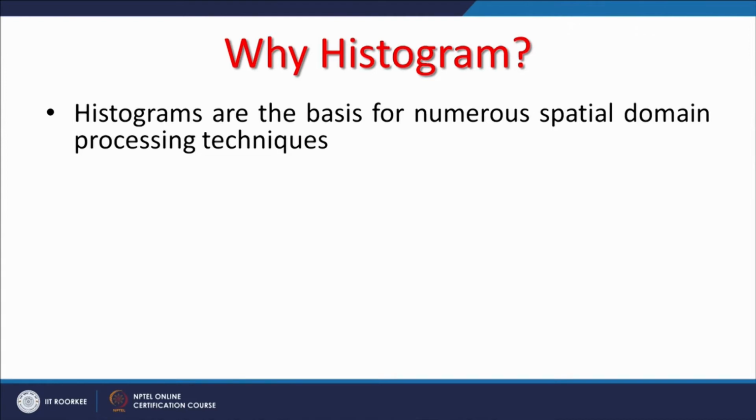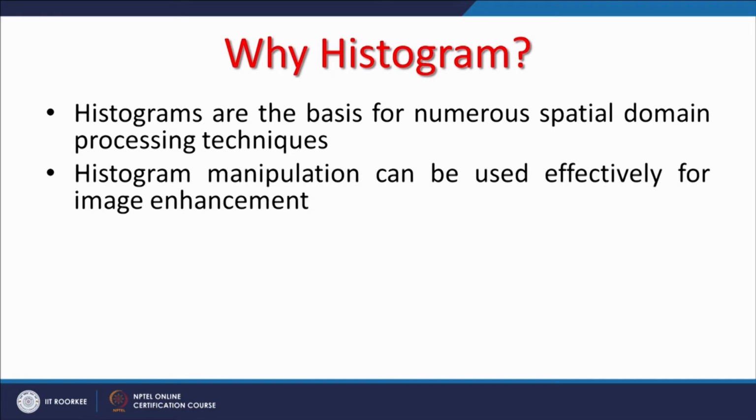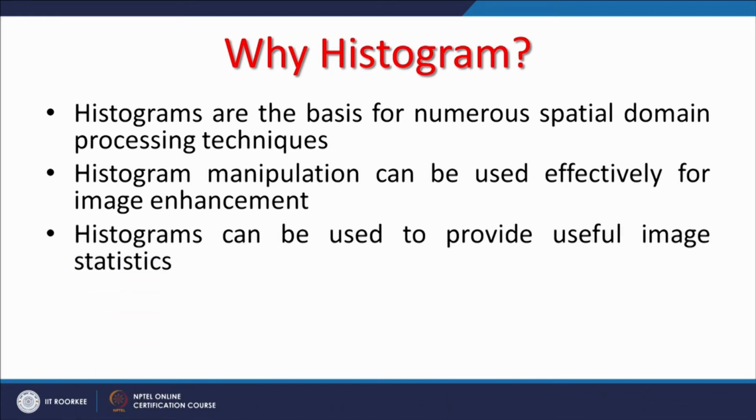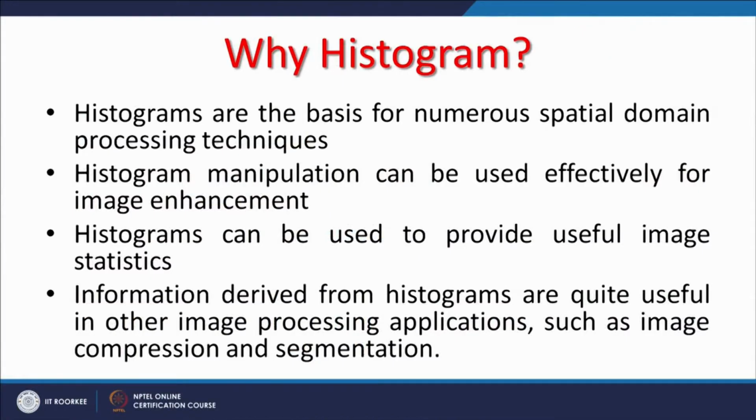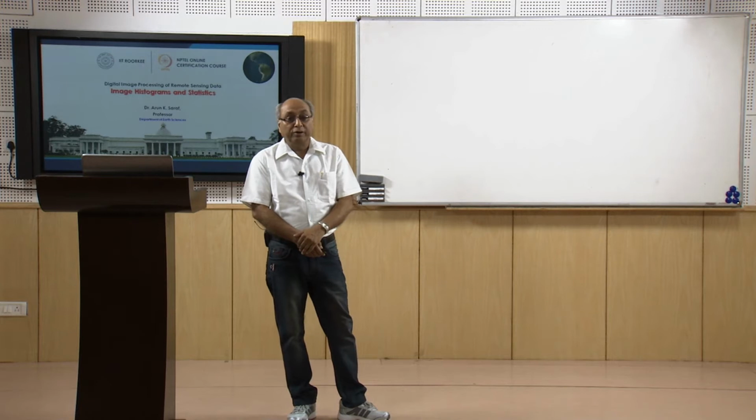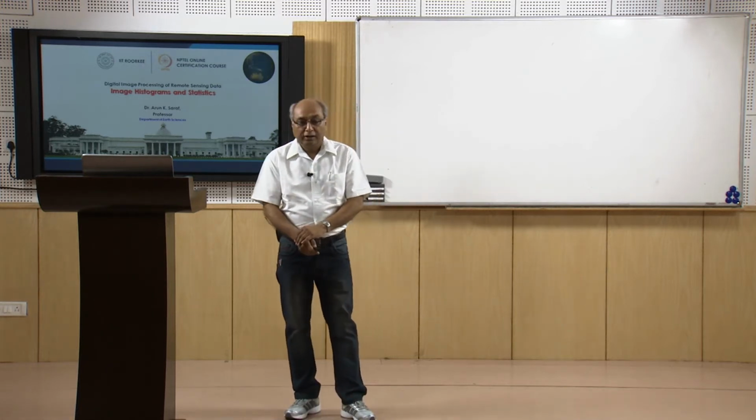It shows the color distribution in a digital image, and it plots the number of pixels against each pixel value. The histogram is the basis of various spatial domain processing techniques, which are image enhancement techniques, which we will see a little later. Histogram manipulation can be used effectively for image enhancement, and the histogram can be used to provide useful image statistics as well. This information derived from the histogram is quite useful in other image processing applications, for example in image compression and segmentation. Image compression is also part of digital image processing, which we will discuss in later lectures, because of the large data sets handled in remote sensing, and therefore image compression techniques are employed to reduce or segment the data.